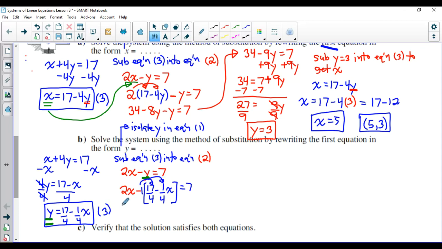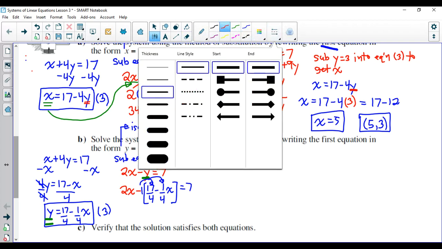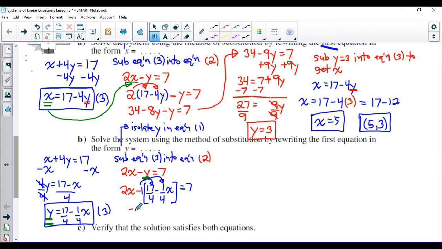So this would then turn into 2x. Let's do it in red, just to be consistent with the color here, because we're plugging things into equation 2. So then we'd have 2x minus 17 over 4 minus 1 over 4x is equal to 7. Actually, that should be plus. Negative times a negative is a positive, so it should be plus 1 over 4x.